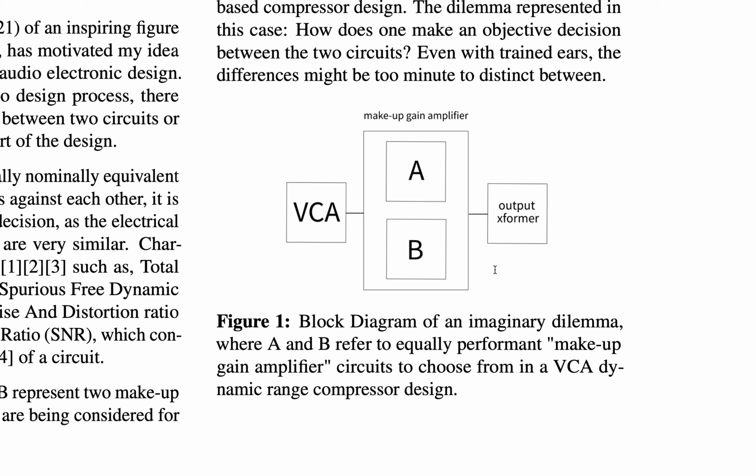But perception is not in the scope of my application. I'm only wanting to consider the objective, measurable, empirical differences. So in this case, it would be hard to make a decision objectively. So how do we make a decision about these circuits?